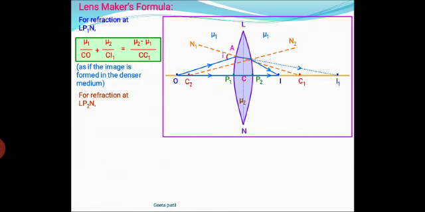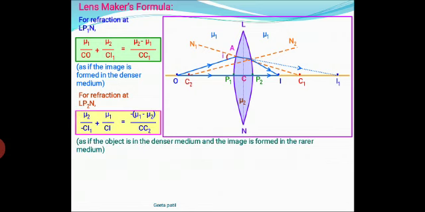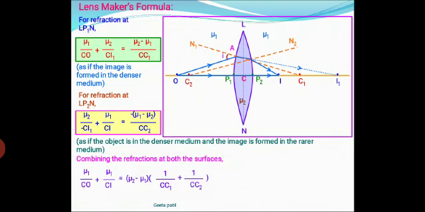Now for the second refracting surface LP2N, we will write the equation mu2 by minus CI1 plus mu1 by CI is equal to minus mu1 minus mu2 by CC2. In this case, we consider the object to be in the denser medium and the image formed in the rarer medium. By adding these two equations, we get the equation mu1 by CO plus mu1 by CI is equal to mu2 minus mu1 into 1 by CC1 plus 1 by CC2.